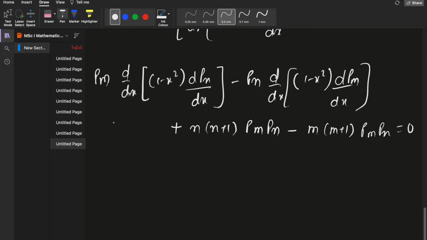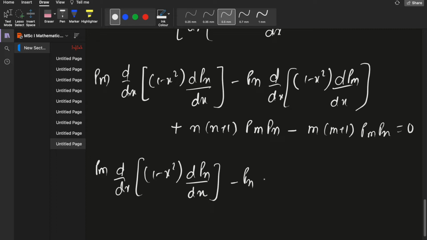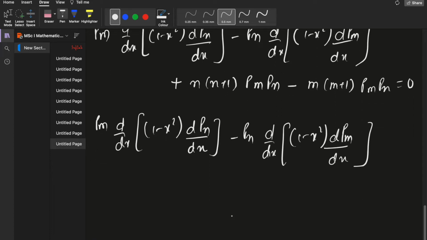So just simplify this. The first term is P_m d/dx of (1 minus x square) dP_n/dx, as it is, minus P_n d/dx of (1 minus x square) dP_m/dx, as it is. Now simplify this. I know P_m and P_n are common. Just take the negative sign common and multiply by what is common.